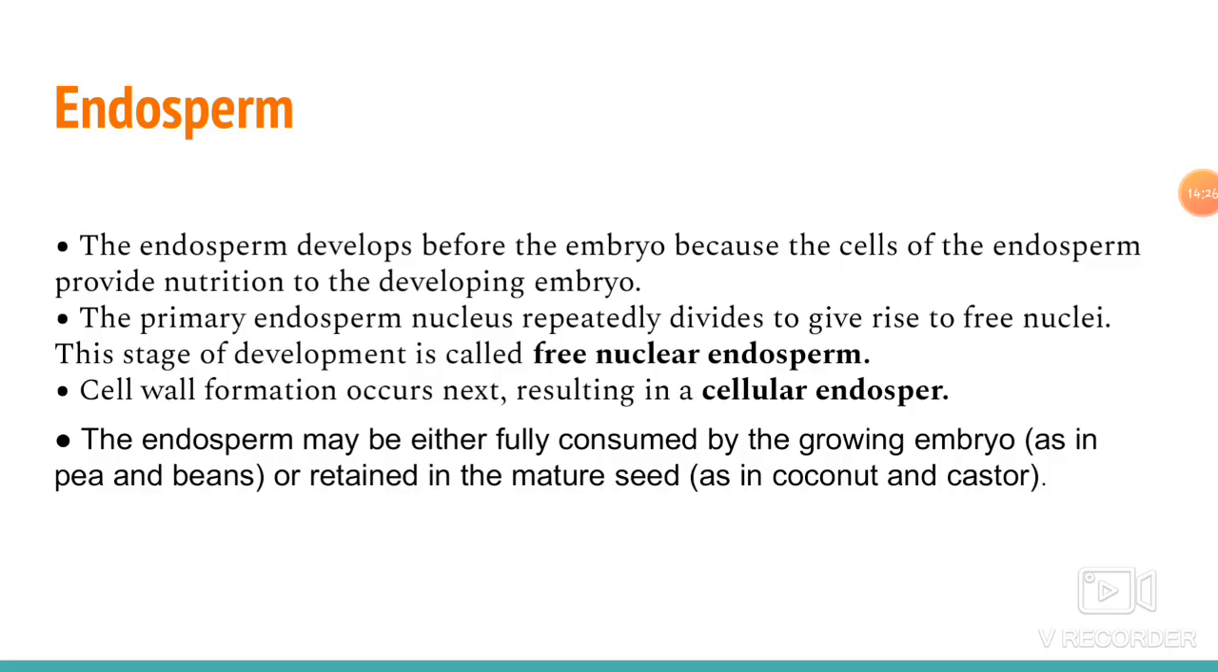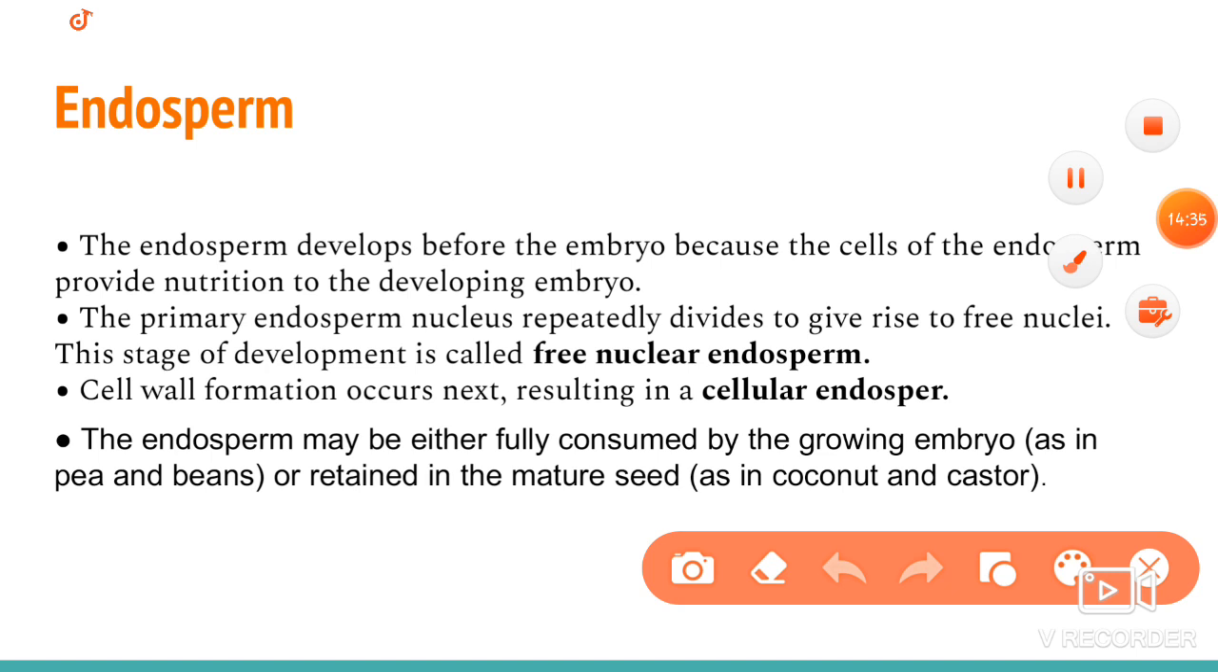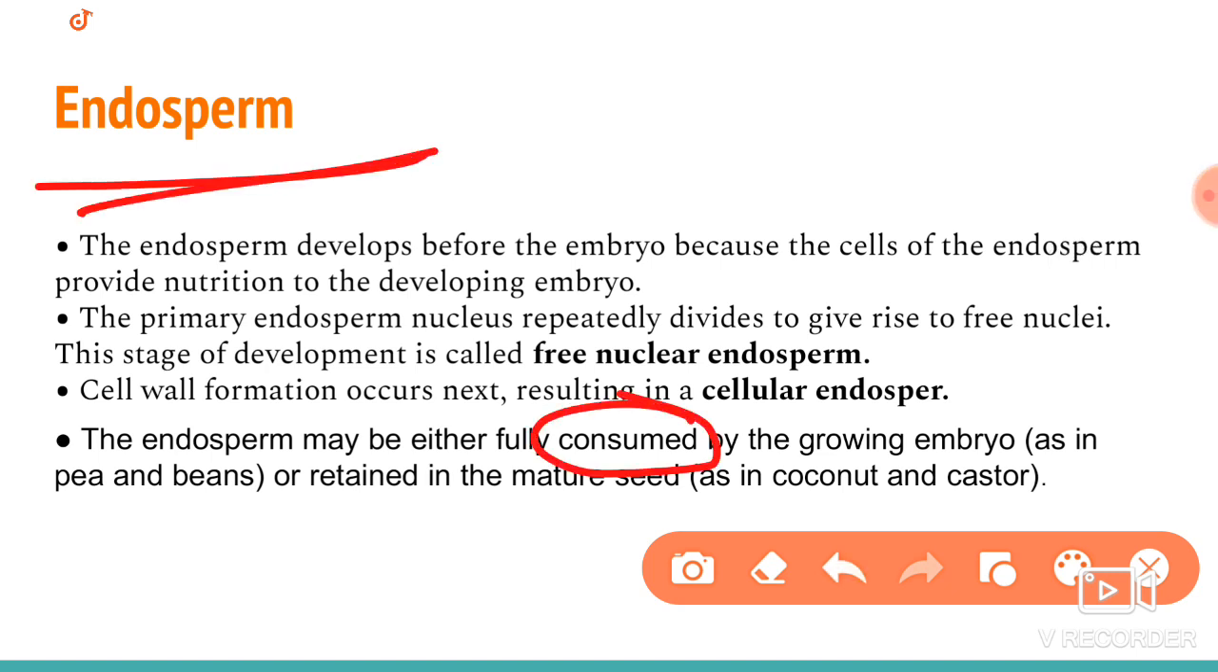Next, in some seeds the endosperm is consumed completely. In other cases it is retained, or not completely consumed, so a small portion of endosperm remains over there. Based on that, we classify seeds. When the seed is formed completely and the endosperm has been consumed, at that time there is no endosperm.